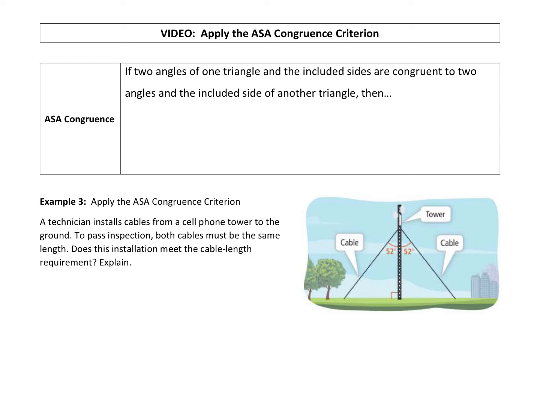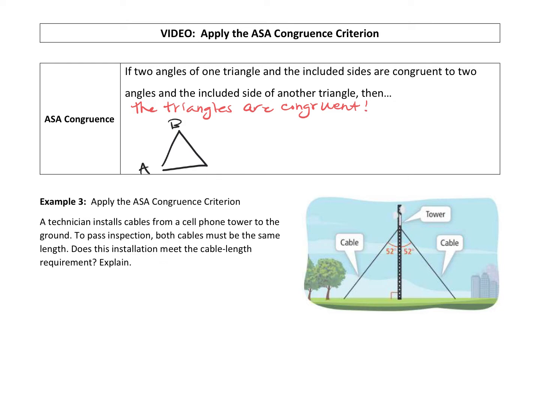All right, so in the last video, we looked at what angle side angle looks like. So now we have an angle side angle congruence to add into our notes. If two angles and the included side of one triangle are congruent to two angles and the included side of another triangle, then the triangles are congruent. So let's put a visual of that in our notes.